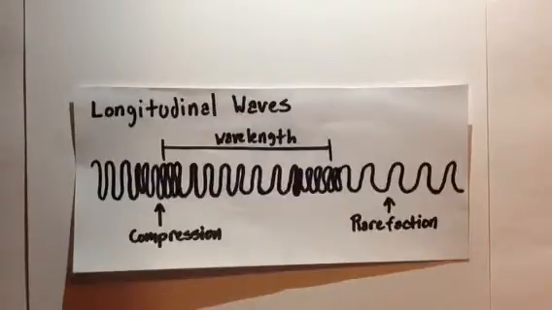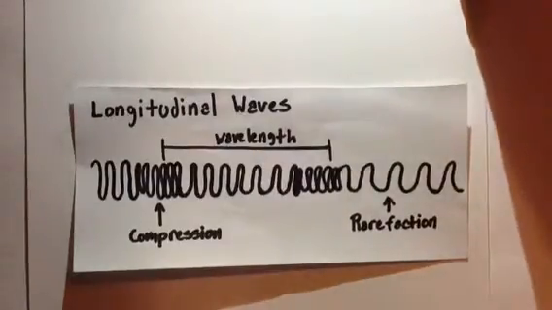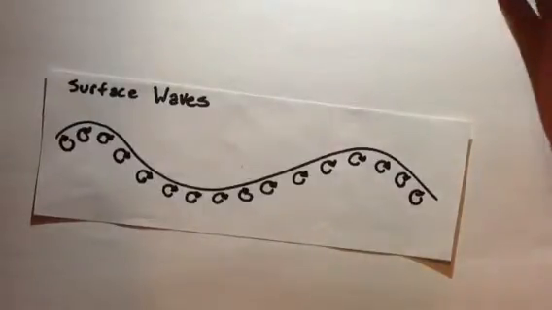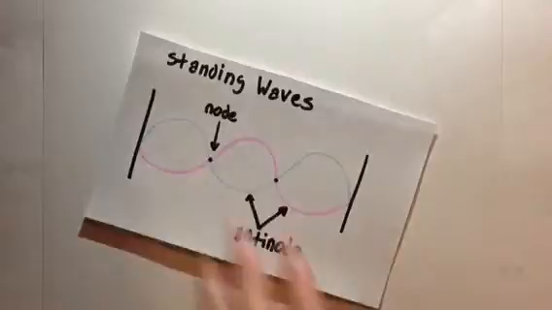Another type of wave classification by its particles is surface waves. The wave combines transverse and longitudinal waves to create a circular or elliptical movement of the particles, much like the waves on the beach. Finally, we arrive at standing waves.